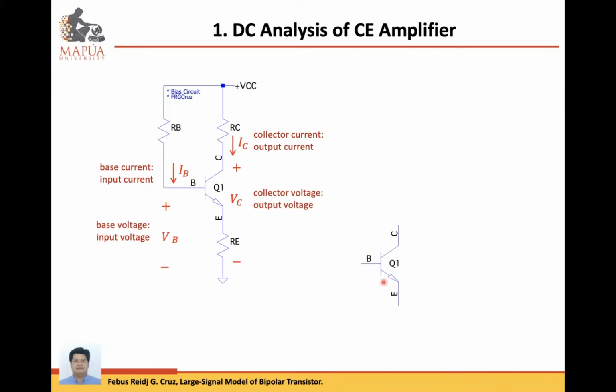And for transistor Q1, VBE or the base emitter voltage is the input voltage of the transistor. So pag ang tanong, determine the input voltage of amplifier, ang sagot doon yung VB, base voltage. But if the question is determine the input voltage of transistor, then you have to provide the value of VBE. Okay? And as for the output voltage of transistor, that will be the collector emitter voltage.